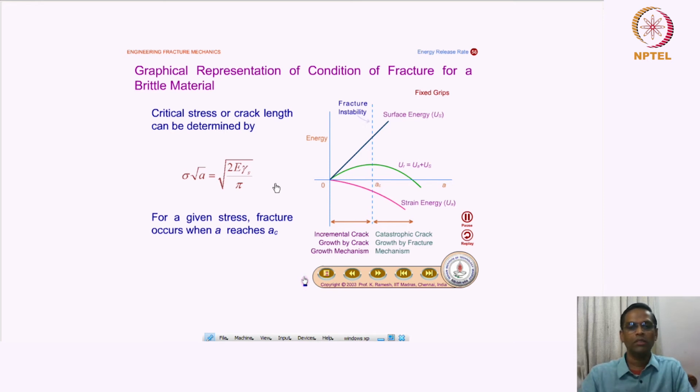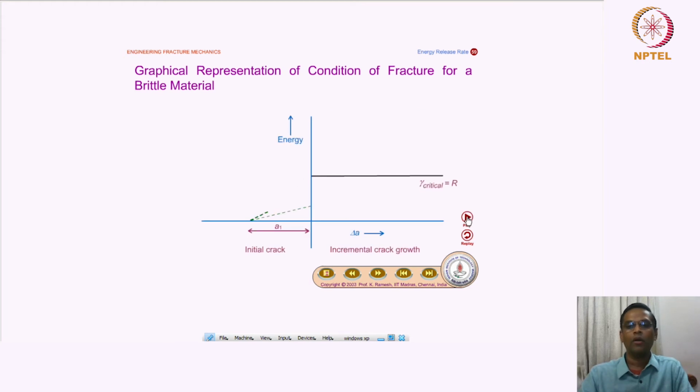Now we will extend this idea to a graphical representation of the condition of fracture for a brittle material. We are going to see whether the crack growth obeys both the necessary condition and the sufficient condition. What is plotted here is energy versus crack length. This is the actual initial crack length, and this is the incremental crack growth as the crack grows.